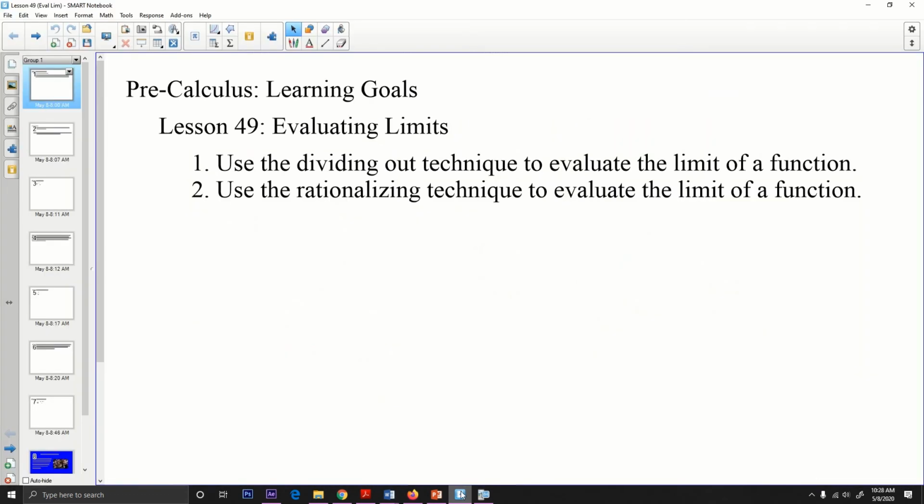Let's get to it. Today we are going to use the dividing out technique to evaluate the limit of a function, and we are going to use the rationalization technique to evaluate the limit of a function. And I gotta say that while these are two very powerful ways to evaluate limits, they're not necessarily an exhaustive list of how you can evaluate limits. We're just trying to get some simple introduction into evaluating limits before we get to calculus.